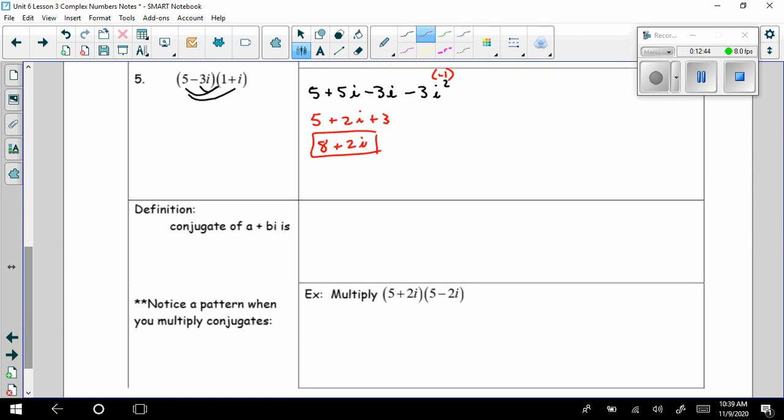All right, so conjugates are back. The conjugate of a plus bi is the same as a conjugate with a radical. We're going to use the same two terms, but we're going to switch signs. So we're at a minus bi for our conjugate here.